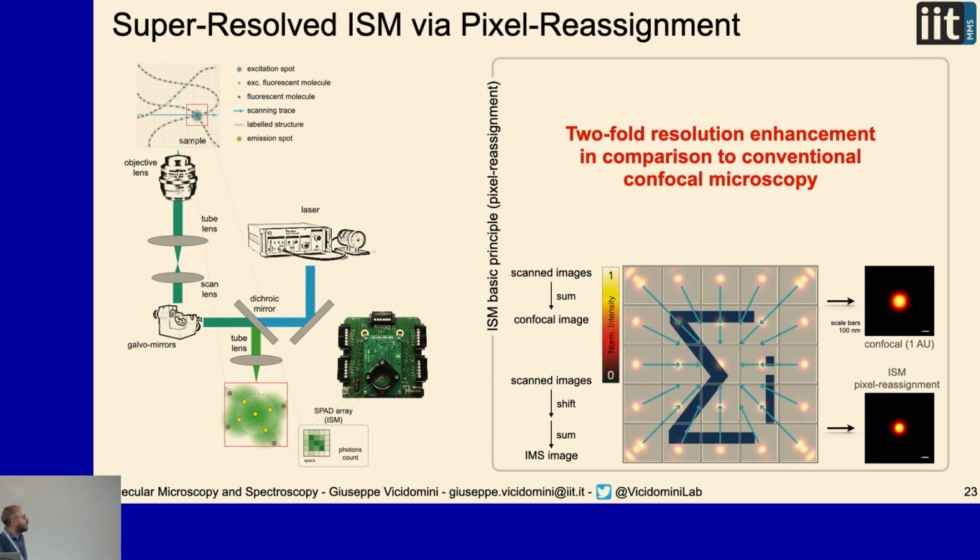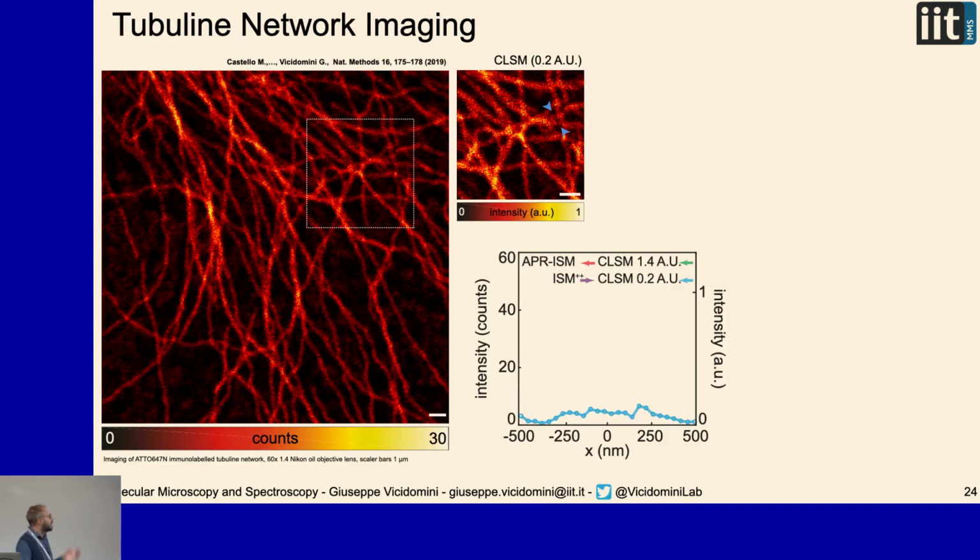And what I can do is apply what is called pixel reassignment. It's a very basic and fast algorithm for which I take the 25 images, I correlate them with each other, and I sum them up. By doing this simple operation, which can be done in real time, I end up with a point spread function that is almost twice smaller, by a factor of square root of 2, than the point spread function of a conventional microscope. So twice the resolution, basically for free, just by simply changing the detector of the microscope.